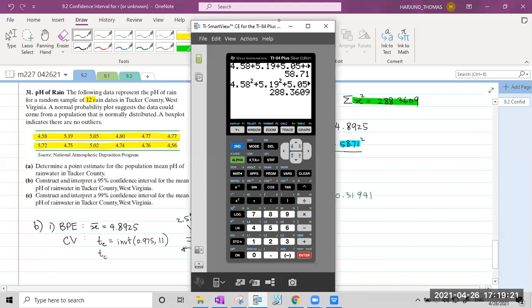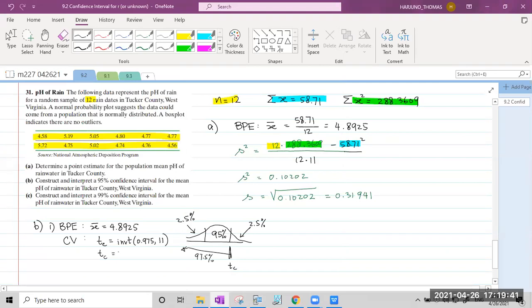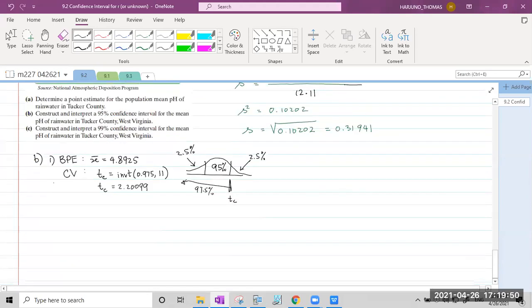Okay, so now I do the inverse T, the area to the left, 0.975, that's already good. Degree of freedom is 11. So 2.20099. That's 2.20099, right? Five decimal places.